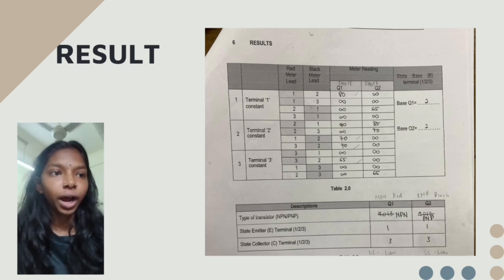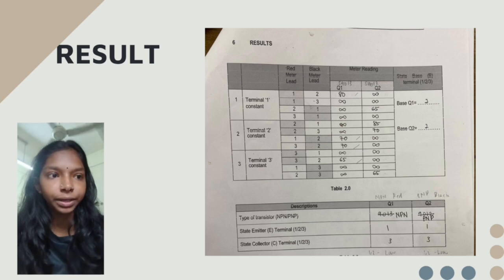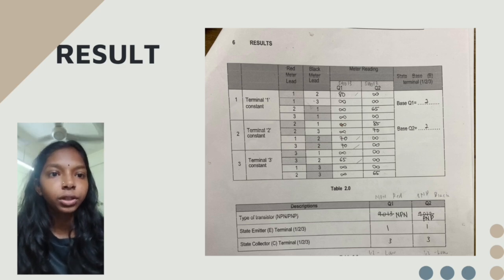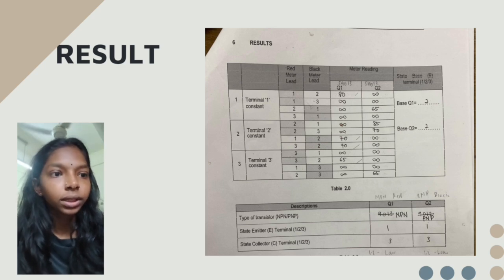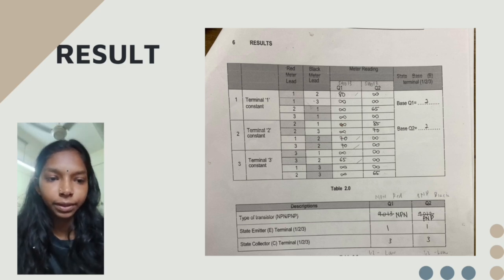After that, Q2 is identified as a PNP transistor. In a PNP transistor, conduction occurs when the base is negative relative to the emitter. For Q2, conduction happens when the black lead (negative) is on terminal 2 and the red lead (positive) is on terminals 1 and 3. That confirms that terminal 2 is the base, terminal 1 is the emitter and terminal 3 is the collector. And the results prove the transistor type and terminals.